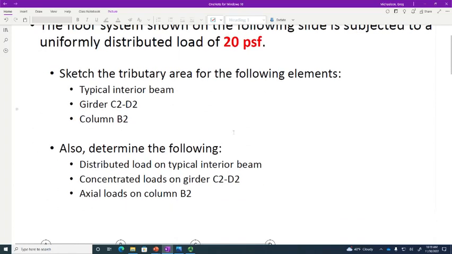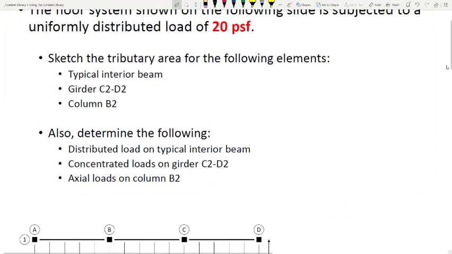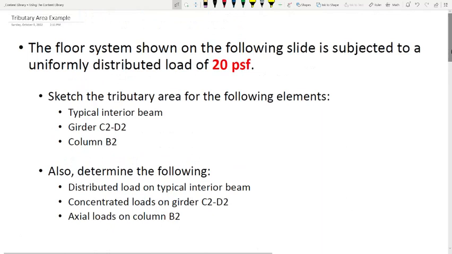Okay, so we've got a floor system that is subjected to a 20 pound per square foot load. I want you to think about that in your head. We're talking about a patch this big. It's got 20 pounds on it. I mean, like that big. The amount of force generated from that load is surprising. We're going to see columns with thousands and thousands of pounds on it just from that. It's kind of crazy.